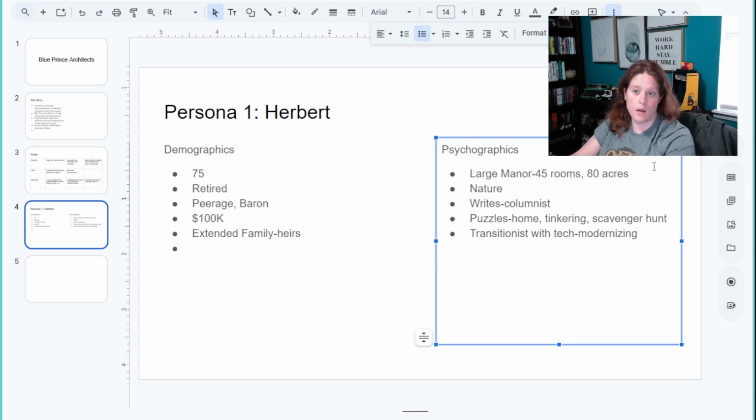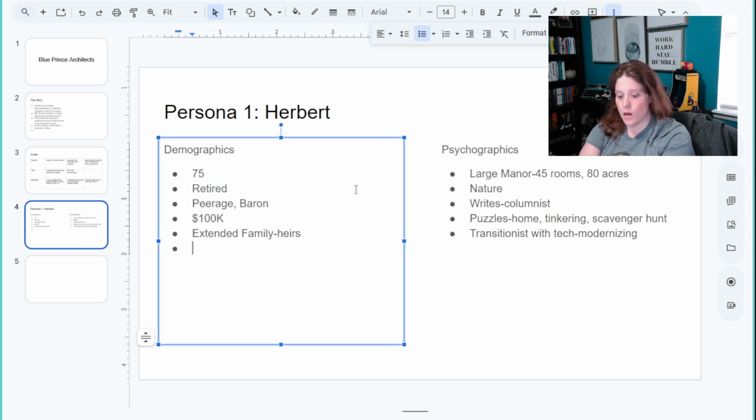What else could we say? On the demographics, we could say that he would probably have a staff on hand with a 45 room house. I would hope so. Maybe within 80 acres. That's a lot of groundwork and whatnot, so you would probably end up having money from that. Okay, so we'll probably stop with that as far as Herbert.